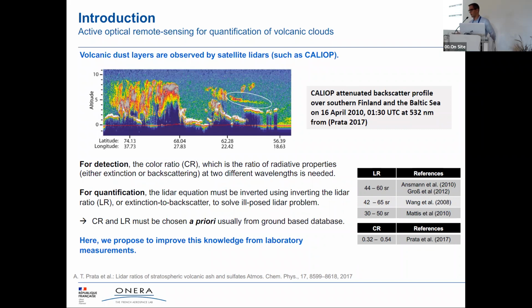So there's been a lot of information in the scientific literature to gather all this information. And here we propose to improve this knowledge using laboratory measurement. You can find on the right some typical LiDAR ratio and color ratio, and you can see that depending on the measurement campaigns, depending on the publications, we can find a broad range of values for those coefficients. So there is an interest in developing new devices, lab devices, for measuring those spectral properties.